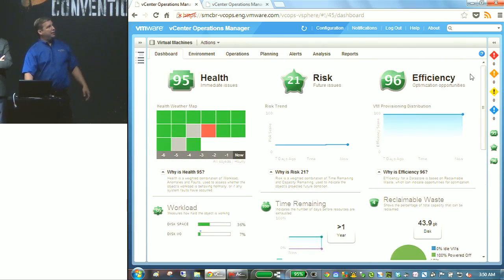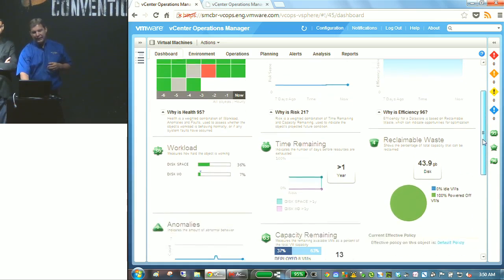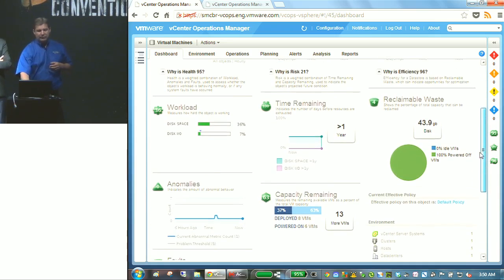Now, risk is the second area that we look at, and Praveen went over that in detail. We look at time remaining, capacity remaining, and stress. These are the things that we consider risk. You can be instantaneously healthy, but on a path to be unhealthy, and that's what we call risk. And each one of these has a way of looking at things.